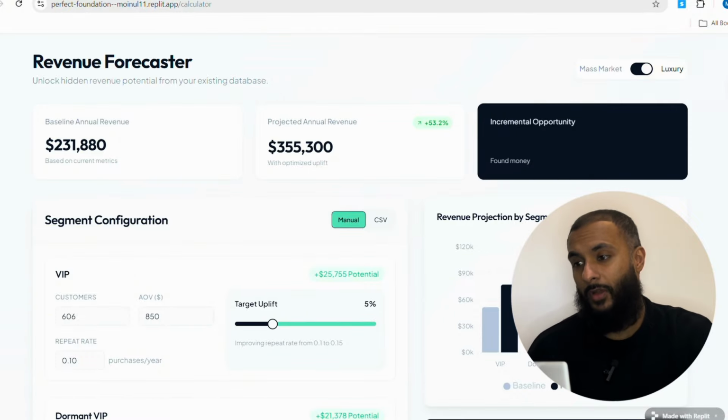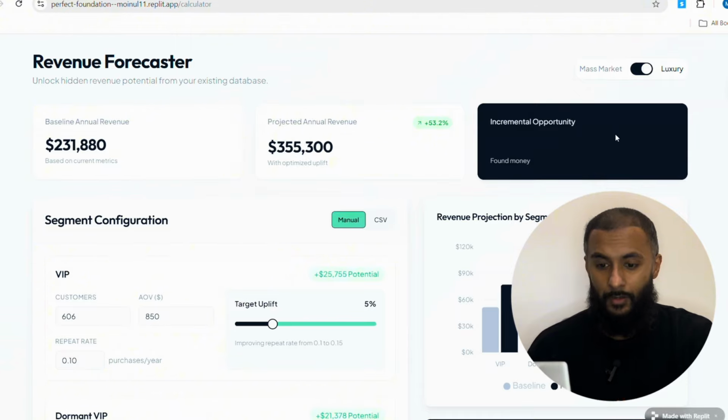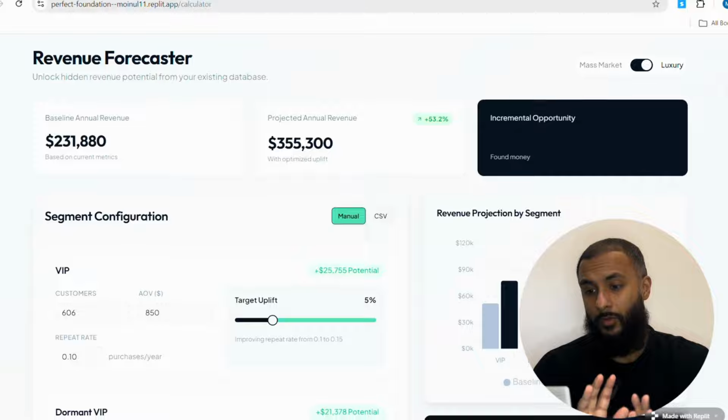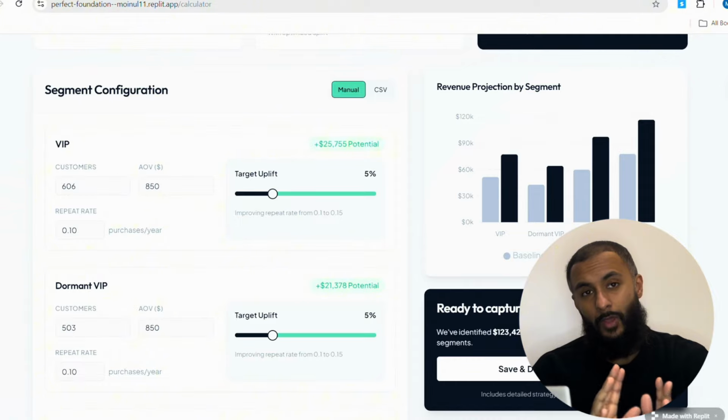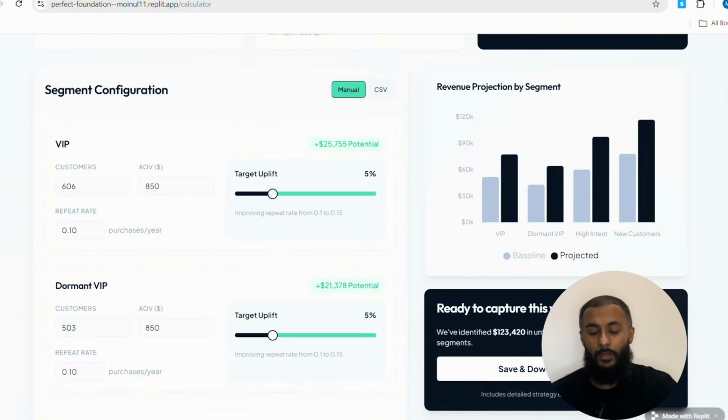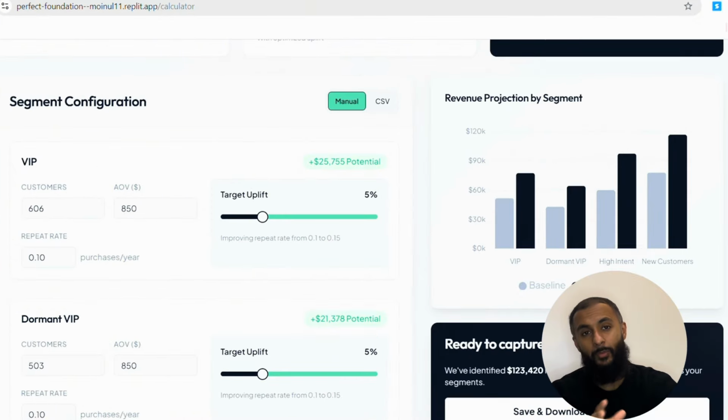This is my revenue forecaster here. So we could look at mass market and luxury. In this instance, at a client who we're looking at the luxury side of it, right? Okay, so then what we'll do is we'll look at those segments and plug and play it into here, right? We go through what the VIPs are. So there are 660 VIPs, average order value is $850, and the return purchase, this is looking at the actual data, around 10%. So 10% of those guys return without any effort, right?